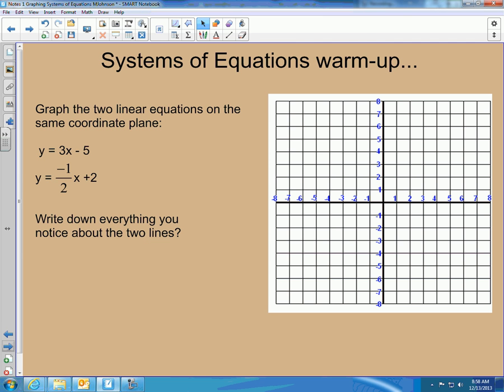Okay, so our first one I'm going to graph in blue, and that is going to start with a y-intercept of -5. And then we have a slope of 3. Remember, it's not just 3, it's 3 over 1. So we're going to go up 3 over 1, up 3 over 1, up 3 over 1. Really important when we're graphing systems is that we fill the entire graph with points.